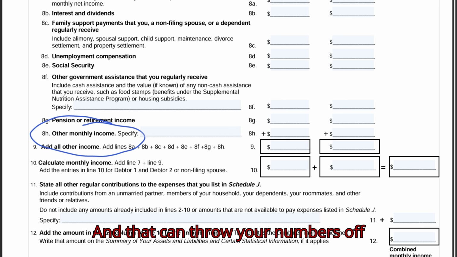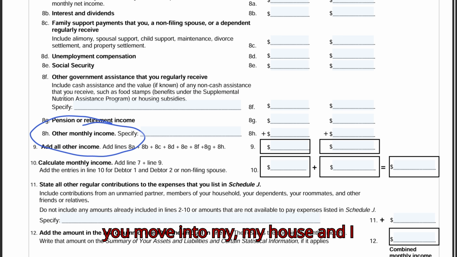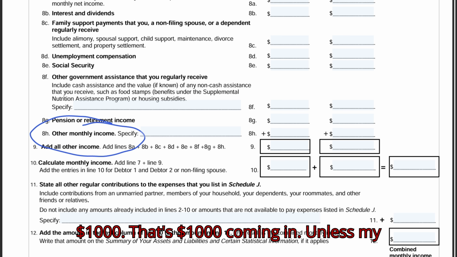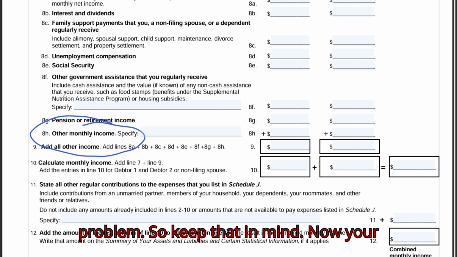And that can throw your numbers off completely. So imagine that you move into my house and I say, well, I'll charge you another $1,000. That's $1,000 coming in. Unless my expenses for the household size on Schedule J increase $1,000, I have a problem. So keep that in mind.